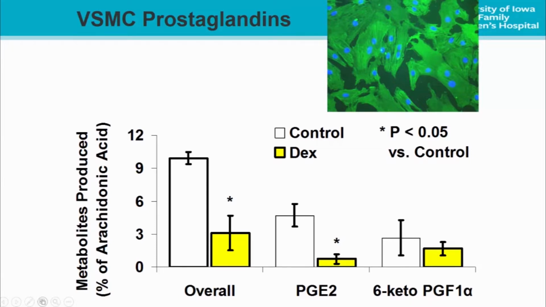And then we incubated them with angiotensin for about 4 hours, and then ran them through an HPLC system and looked at the percent of arachidonic acid, that radiolabeled arachidonic acid, that was metabolized. And so for control cells, they metabolized about 10% of the arachidonate. DEX-exposed cells only metabolized about 3%.